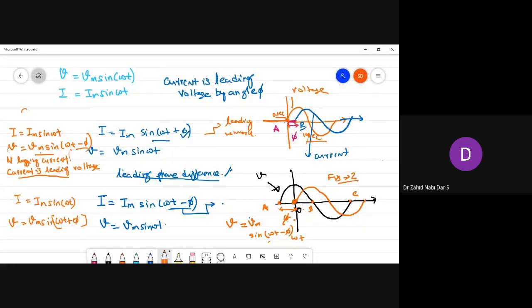These are the cases. Case 1 for leading network. This is case 2 for leading. Now, as far as this network is concerned, this is for lagging. This is case 1 for lagging network, case 2 for lagging network. So here you see these graphs are the same. Now if I want to create one more graph, please pay attention here.